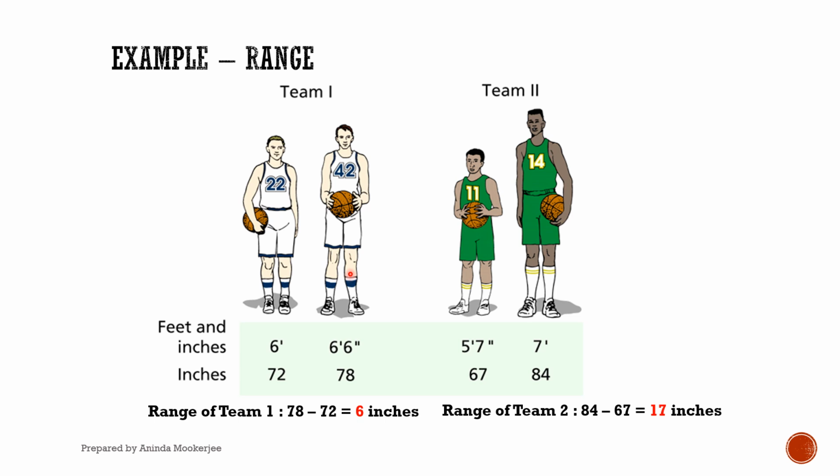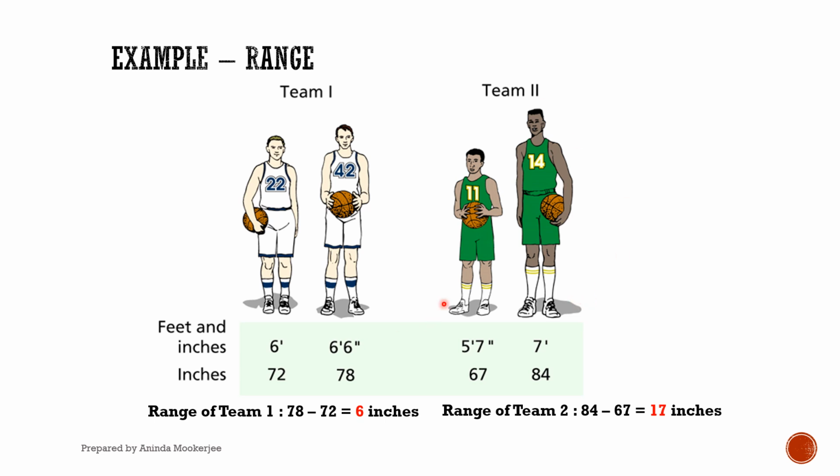Here we have taken out the tallest person and the shortest person from each team to calculate the range in the data set. 78 was the tallest person in team 1. 72 was the height of the shortest person in team 1. And we have the range value as 6 inches. In team 2, the difference between the tallest and the shortest is 17 inches.